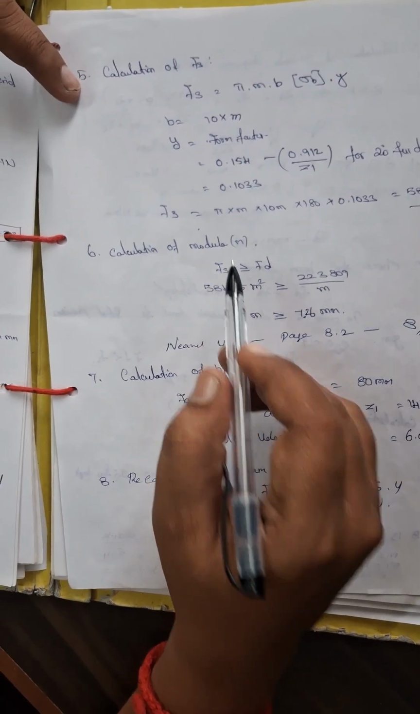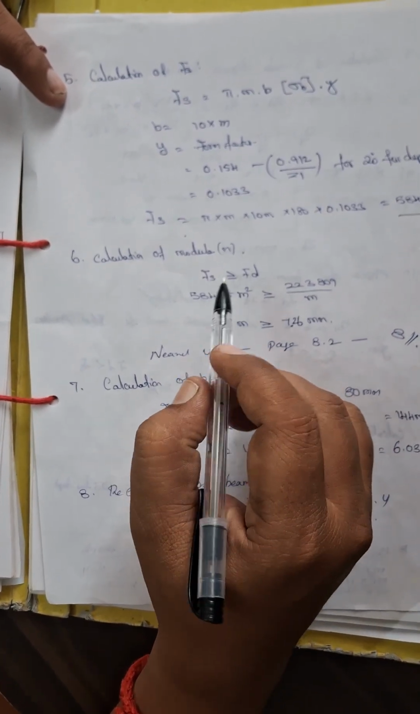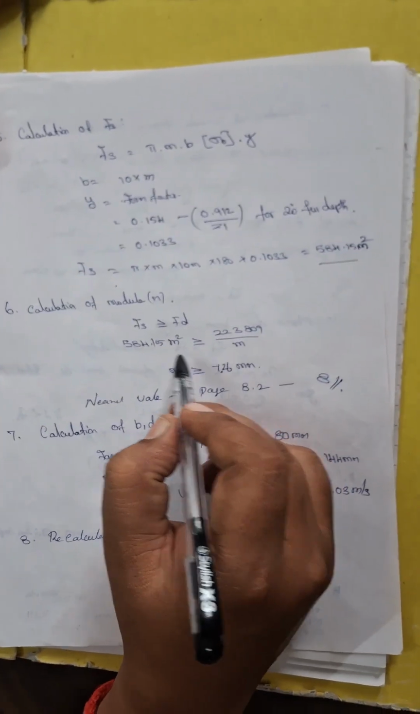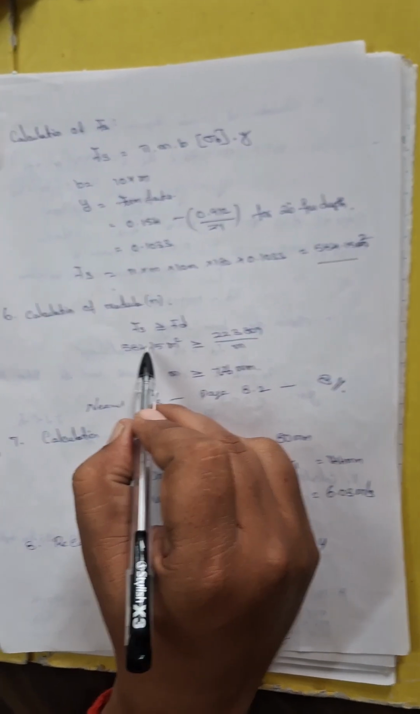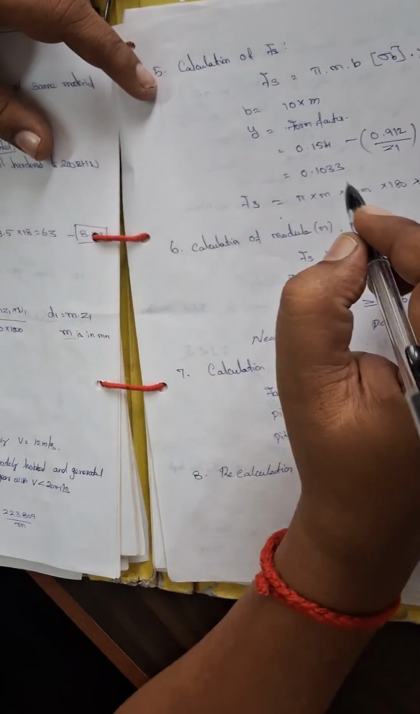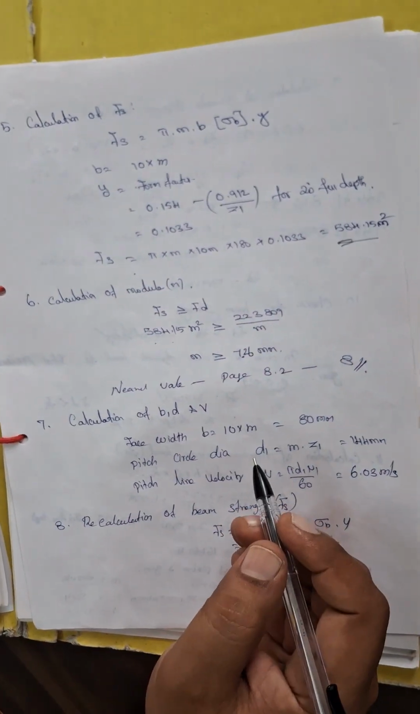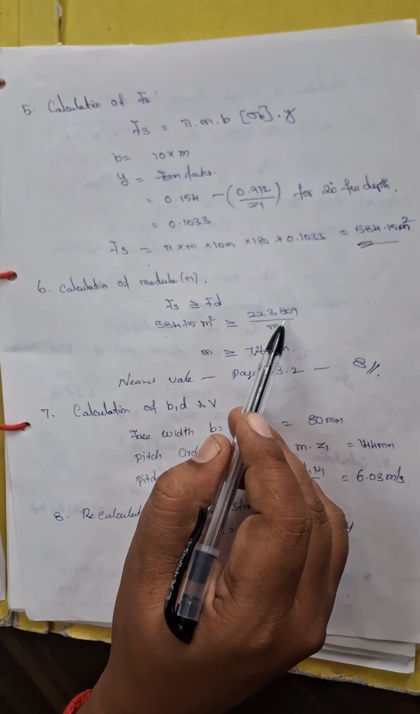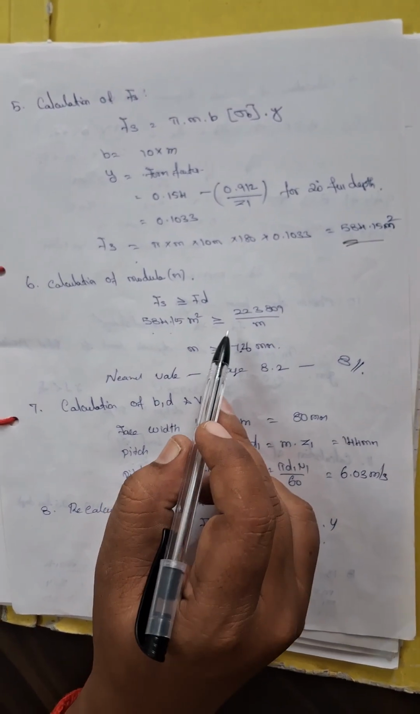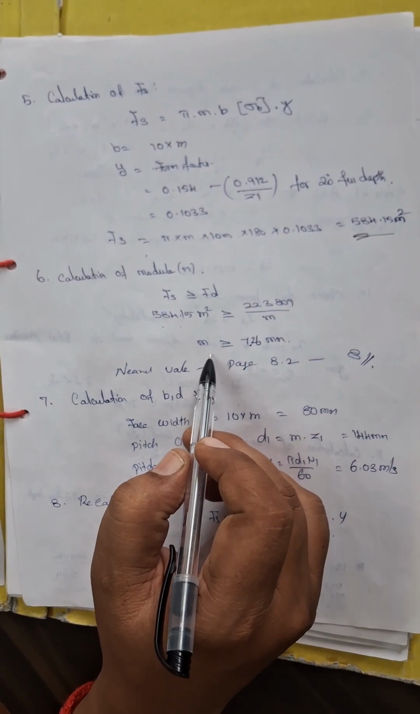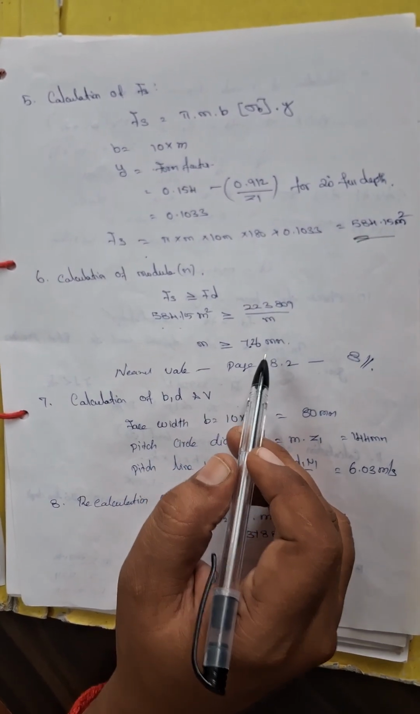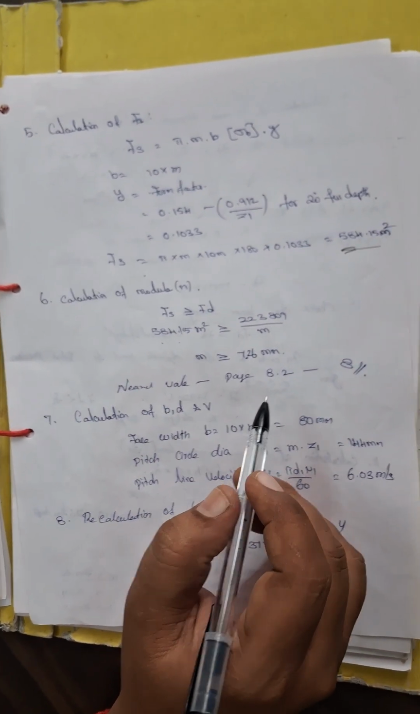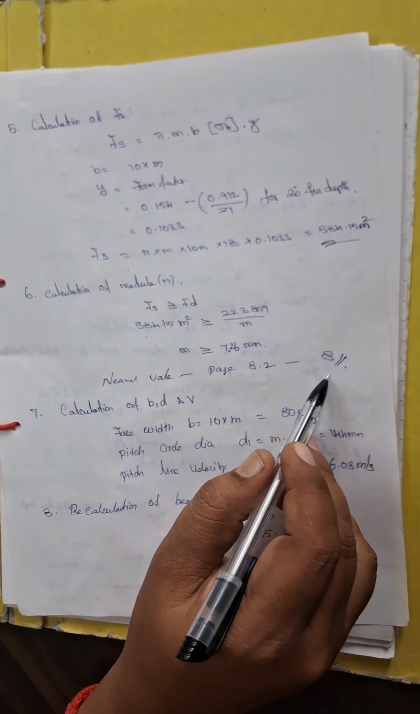Then calculation of module m. From the values Fs and Fd, whichever is greater, we considered Fs is greater. Fs value greater than or equal to 23809 divided by m. Then we solve this, m is equal to 7.26 mm. Then the nearest standard value from the data book page number 8.2 is 8.